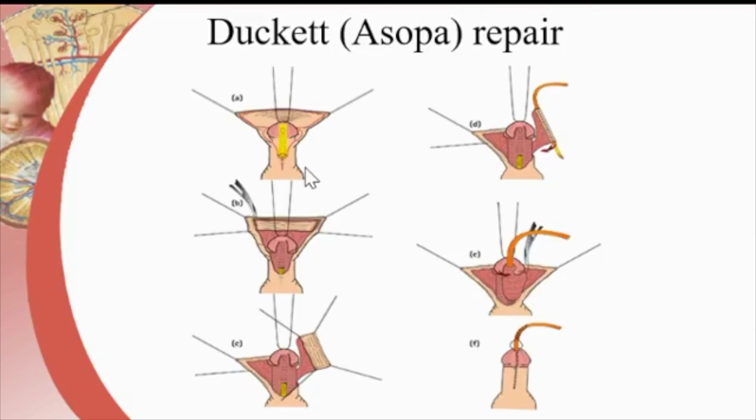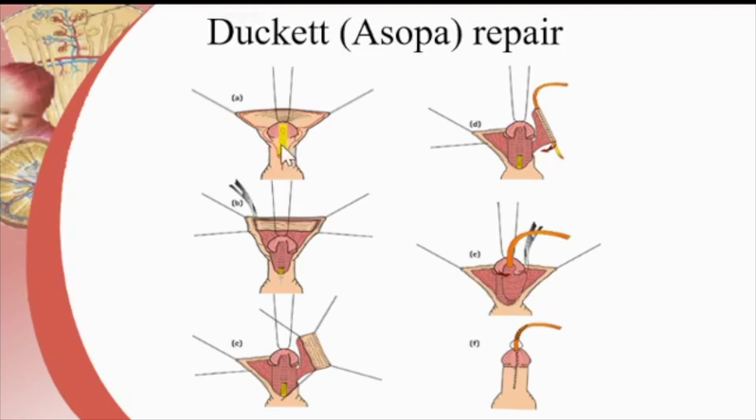A Duckett or a SOPA repair is a repair where you can use the same technique like an onlay island flap, but you have already discarded the scarred urethra. So there is a fibrosed spongiosa, or the urethral plate itself is fibrosed. So you keep on excising until the cord is fully corrected.